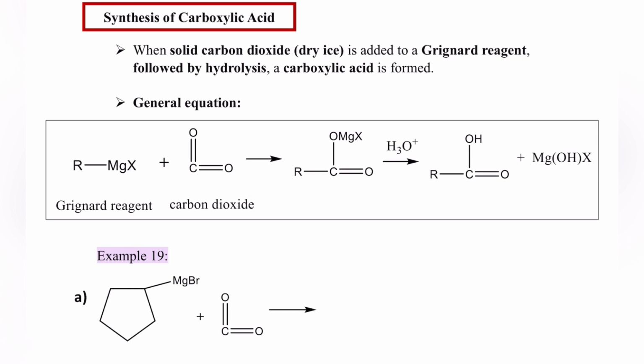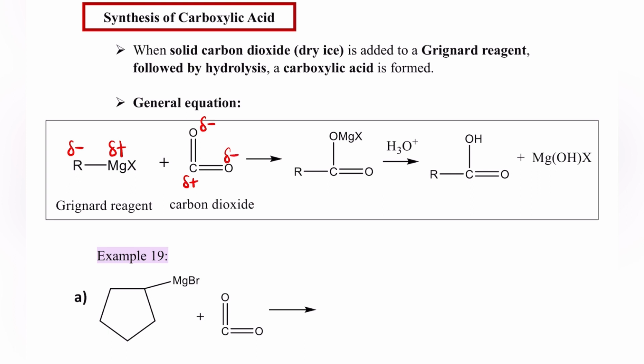Let's go to the last one, synthesis of carboxylic acid by using Grignard reagent. We are going to use solid carbon dioxide, or what we call it as dry ice, and then reacts with Grignard reagent followed by hydrolysis. You will form carboxylic acid. So what we have here, same concept, determine the partial positive and partial negative. This one alkyl group partial negative, magnesium partial positive. Carbon dioxide, carbon is partial positive, oxygen is partial negative.